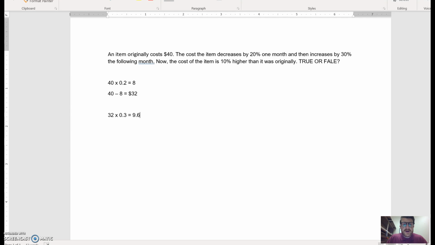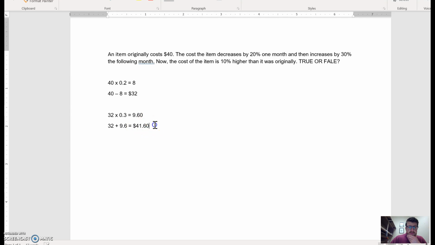All right, now that was an increase, right? So we're taking the 32, which was our new baseline, and we're increasing it by adding 9.6, which equals 41.6 dollars. So after the decrease and the markup, we're at $41.60, right?